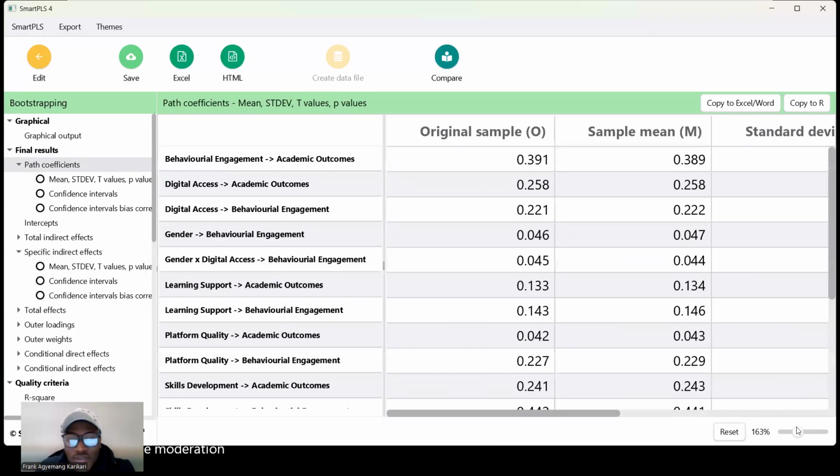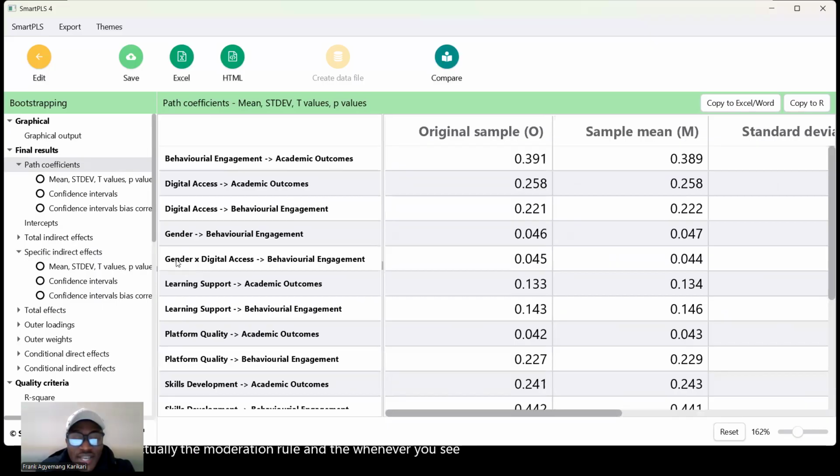And whenever you see X, it means that gender is moderating the relationship between digital access and behavioral engagement. So the X here means that the values in gender are being multiplied by the values in digital access. So anytime you see X, or times, it means that it is the moderation. And when you see this arrow, the dash and then the greater than sign, that is the relationship or the path coefficient.